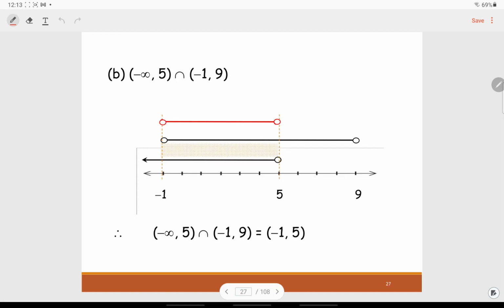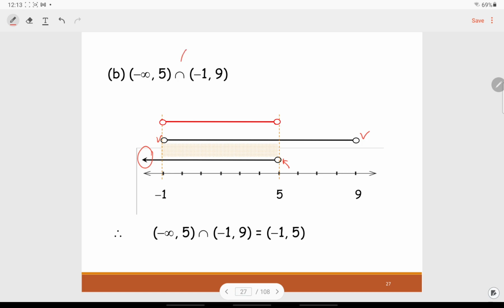Alright, this is another example. If we move from negative infinity up to 5, don't forget to use this kind of line. We have an arrow pointing towards negative infinity. We have 5 here, and because it is open, we have a white circle. For the second interval, we have open -1, open 9. So use this white circle.